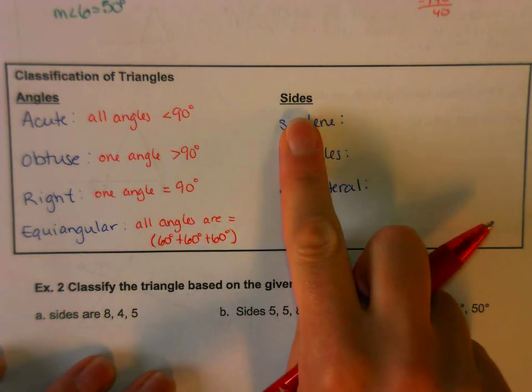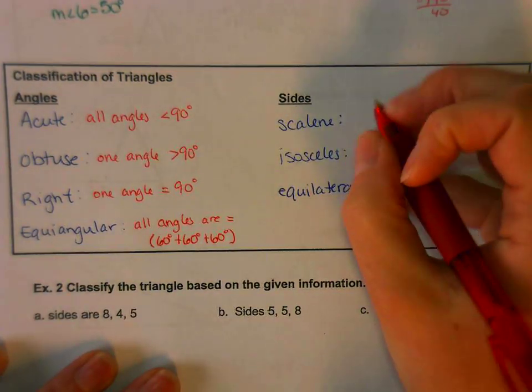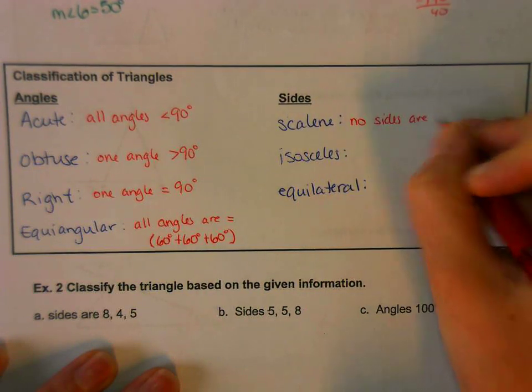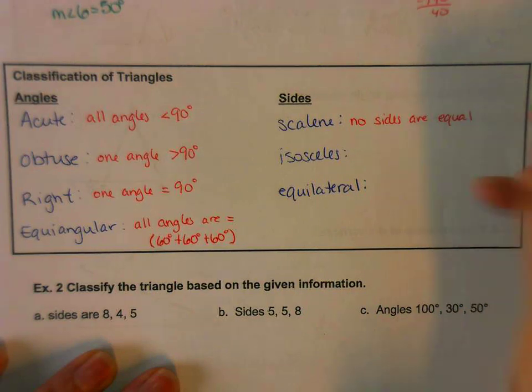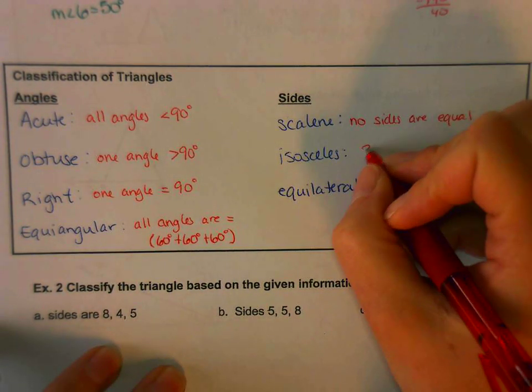So now if we're looking at naming them, classifying by sides, first one we have is a scalene triangle. That means that no sides are equal. An isosceles triangle means that we have two sides are equal.